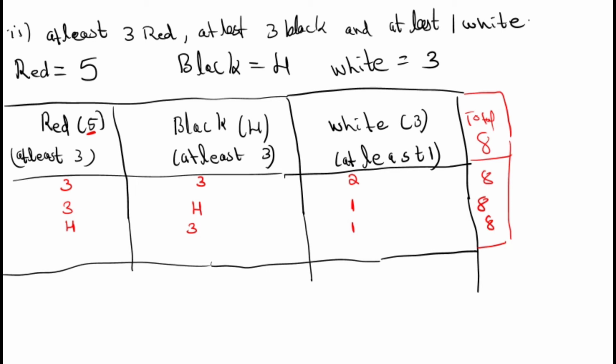Suppose you are taking 5 red balls. Okay, if you take 5 red balls, then suppose you are taking 2 black balls and 1 white ball. 5 plus 2 is 7, the total is equal to 8 you will get. But what's the condition? See, at least 3 black balls. At least 3 means 3 or greater. Here at least 3 is given, but you are taking 2. This case is not possible.